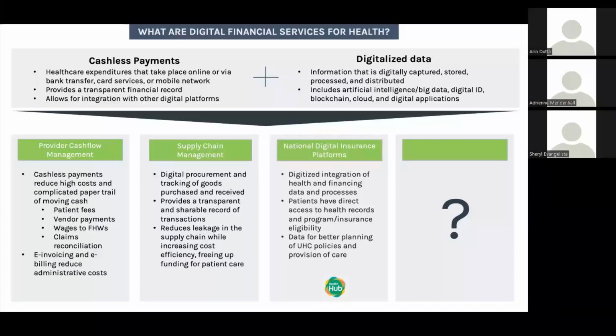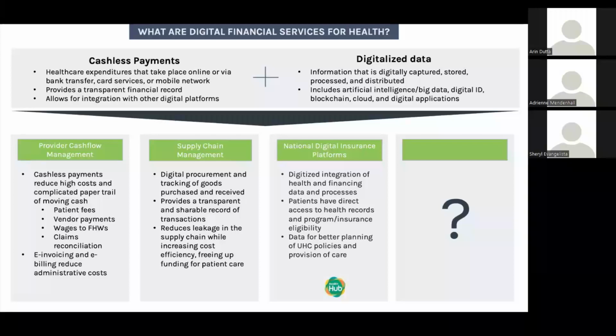And they said that it was just too expensive to move cash. And for that reason, payments. I think now we've seen much wider adoption of this for paying wages, for paying vendors, because then people get paid quicker. And then also for providers who are accepting patient fees via digital channels, it allows that transparent digital record, and also allows for claims reconciliation with payers as well.